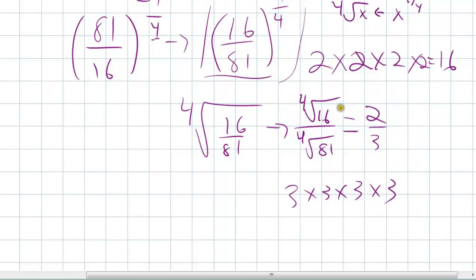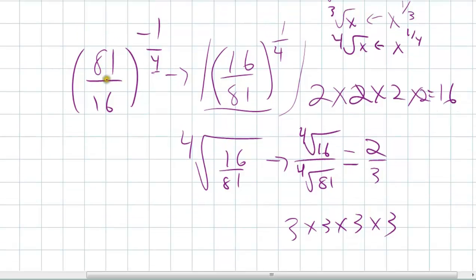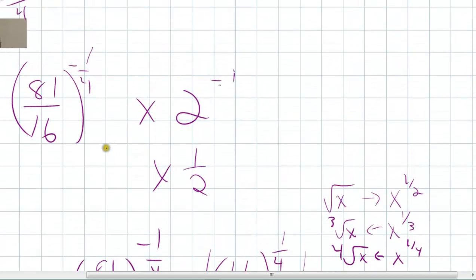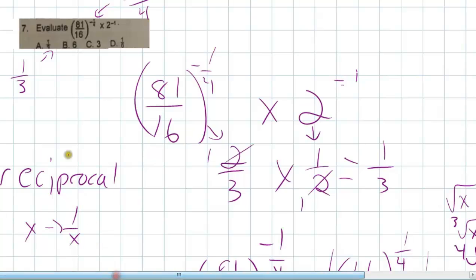But moving on, here we have reduced this number. We've simplified the 81 over 16 to the negative 1/4 to just 2/3. Okay, so that's much easier to work with. We're going to plug it back in up here. So this reduced to this, and this became this. Now we can just go ahead and multiply, and when you're multiplying fractions, you can do this. Now we're left with 1/3, which is our answer over here, A.